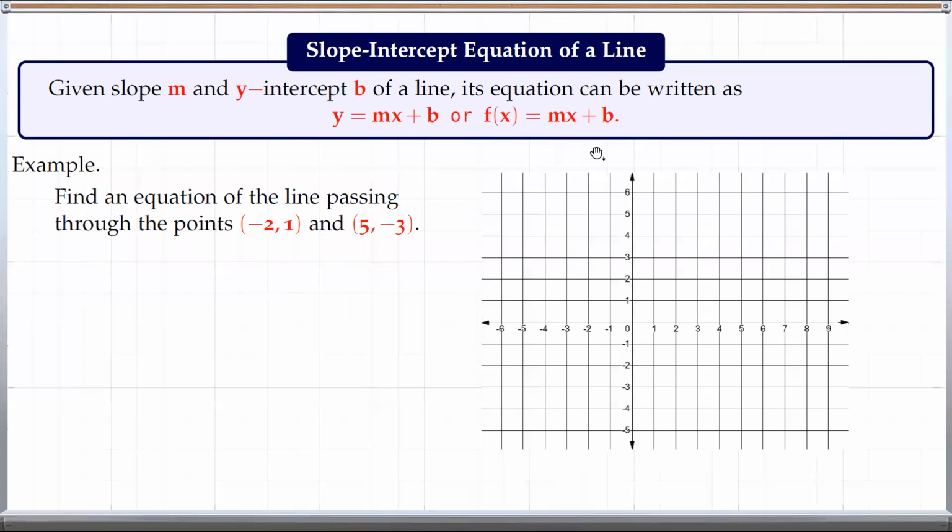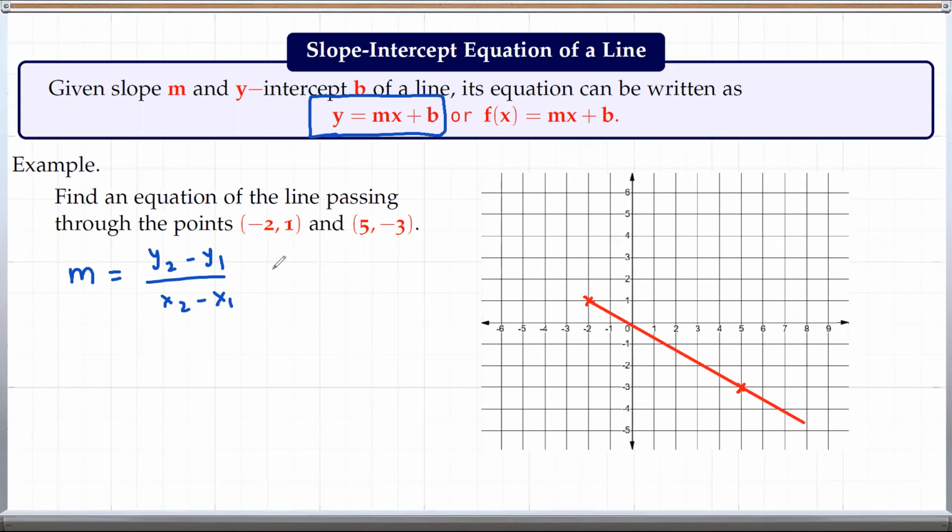Here is another example. So we are given 2 points, -2, 1, which is right here, and 5, -3. 5, -3 is right here. So we are looking at this line. We want to find the equation of this line. So again, if we want to use this slope-intercept form, then we want to find slope and the intercept. So the slope is y2 minus y1 by x2 minus x1. So this is the formula for the slope.